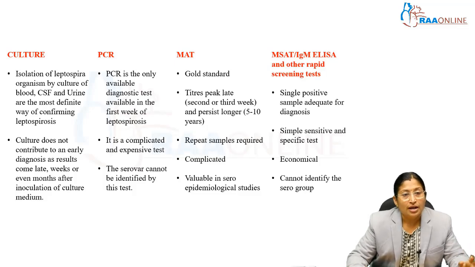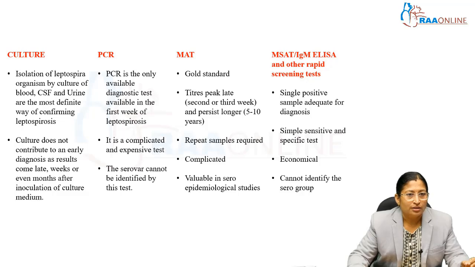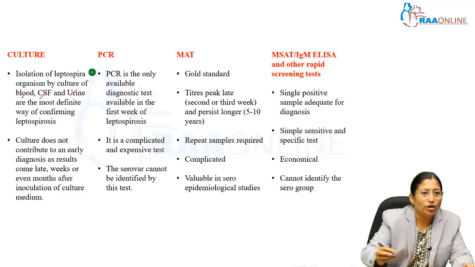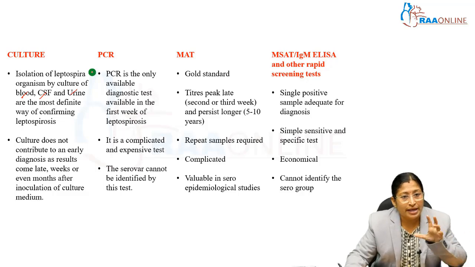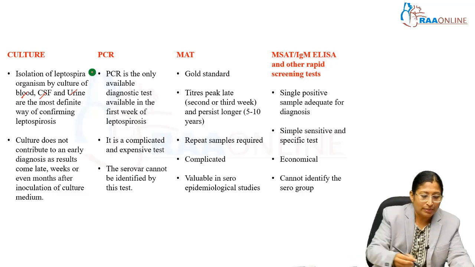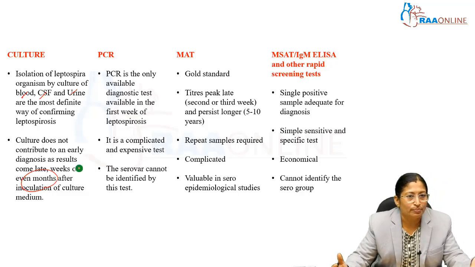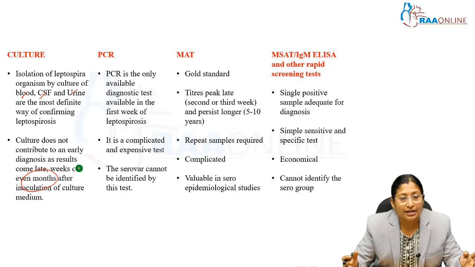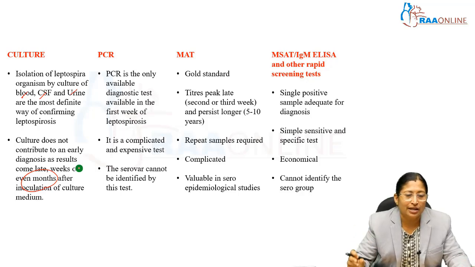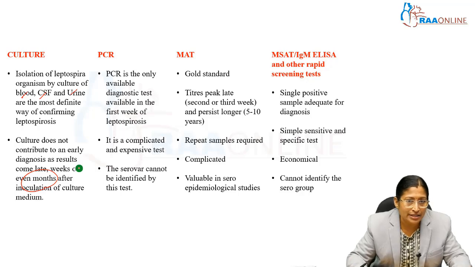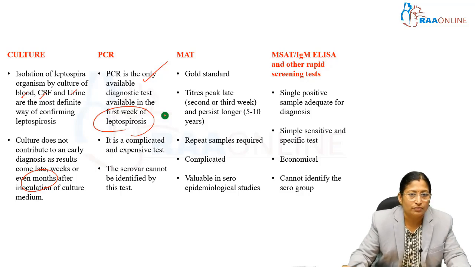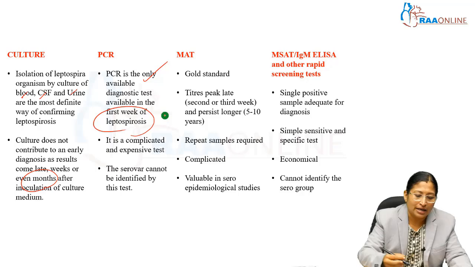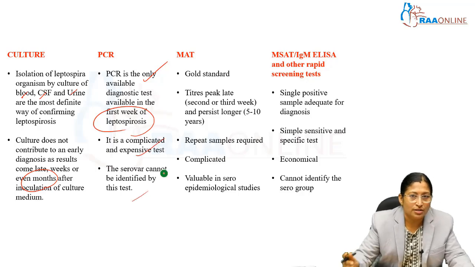Now coming to culture, the isolation of leptospira by culture: the samples that you can collect are blood, CSF or urine. That is the most definitive way, but it takes a long time for the culture reports to come. It may take even months. So practically it is not a possible test for diagnosis of leptospira. Now what about identification of the leptospira DNA by the polymerase chain reaction, the PCR test? PCR is the only test which can be done in the first week of leptospirosis, where there is leptospiremia. But again it is a complicated, expensive test and it is only of research value.